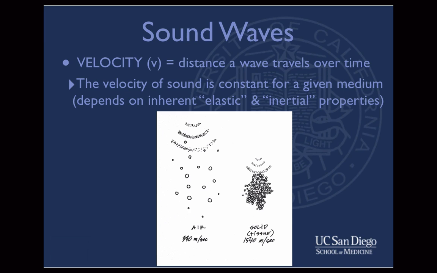Velocity is defined as the distance a wave travels over time. A wave's velocity is constant for a given medium. In general, the velocity of sound in air is less than the velocity in liquids, which is less than the velocity in solids. Note that the velocity of sound in tissues is generally estimated at 1,540 meters per second.